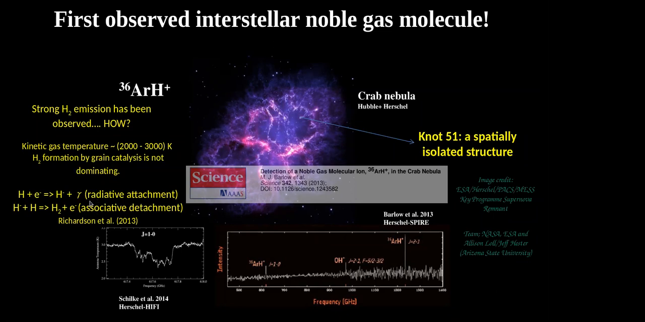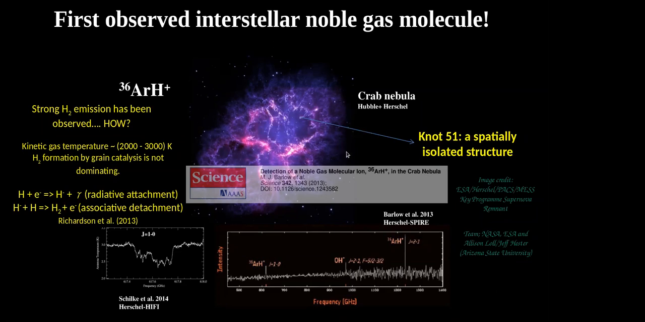This is the mechanism they suggested: available electrons react with the ubiquitous hydrogen atom to form H anion, and then the H anion reacts with an H atom to form an H2 molecule by an associative detachment reaction. So this pathway dominates the formation of H2 molecules in this environment. There are also papers by Loh 2012, who observed H2 emitting knots towards several filamentary regions of the Crab Nebula.